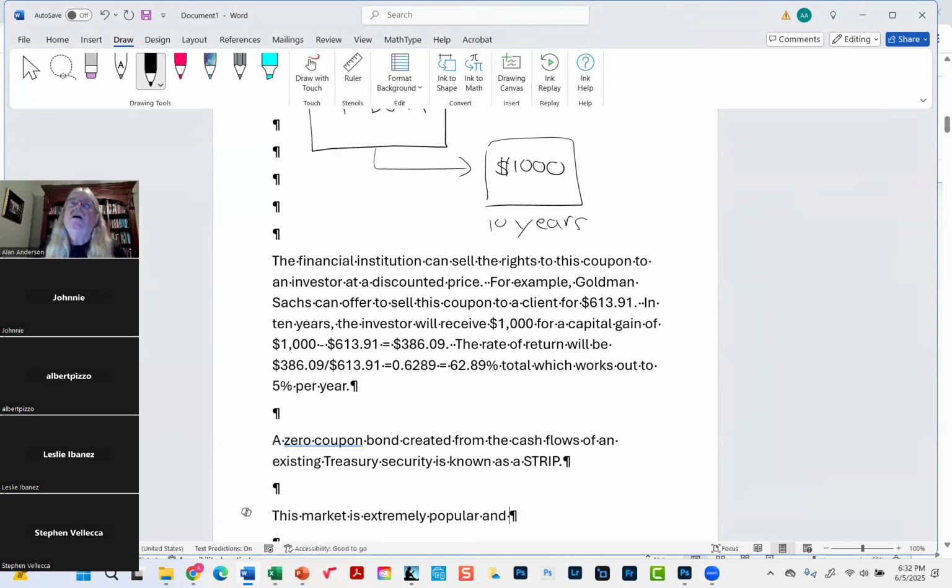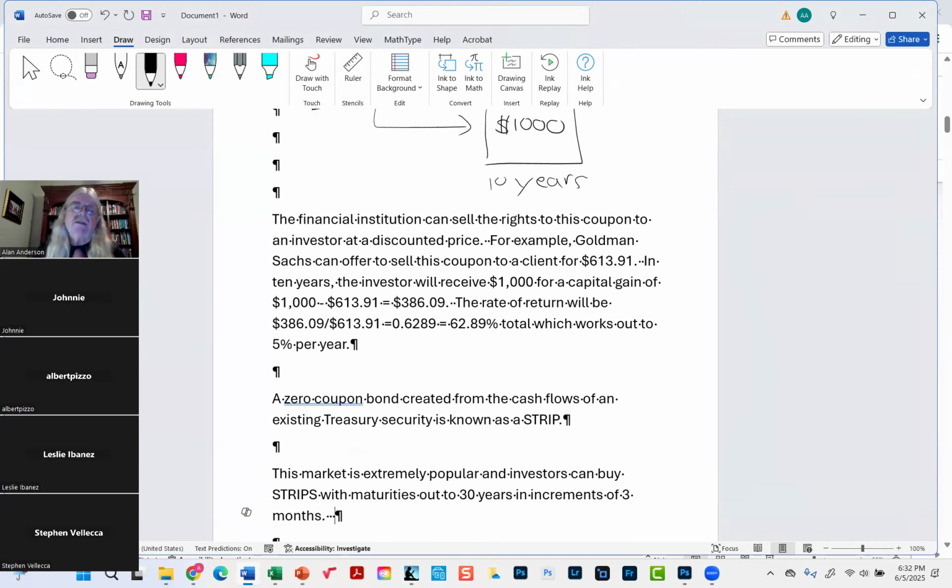And the way it works is that investors can buy strips with maturities out to 30 years in increments of 3 months. In other words, you could buy one that has a maturity of 25 years and 3 months if there's some reason why you want that, or 18 years and 6 months. So they're all out there. Now, the Wall Street Journal used to publish a list of these strips prices. Then they kind of got out of it.